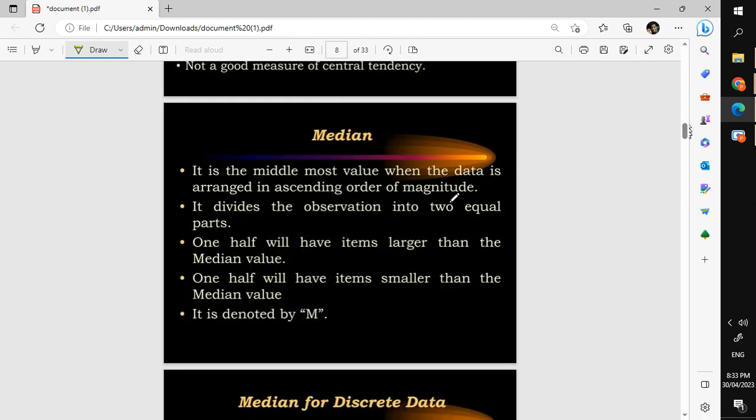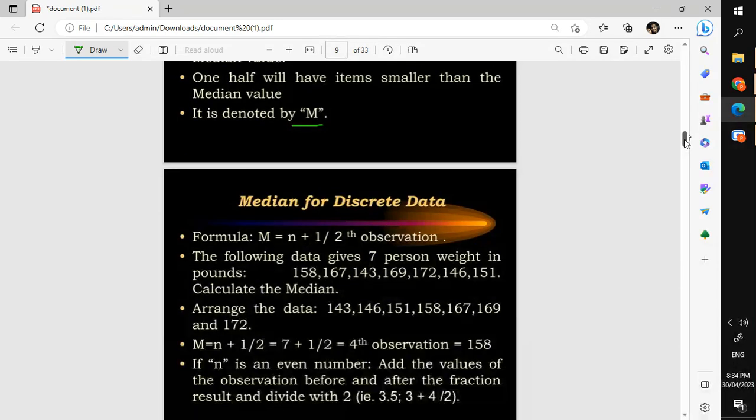Next is the median. It's the middlemost value. Okay, the middlemost value when the data is arranged in ascending order of magnitude. It divides the observation into two equal parts, the left side and the right side. Okay, so one half will have items larger than the median value, and one half will have the items smaller than the median value. This is denoted by a capital letter M.